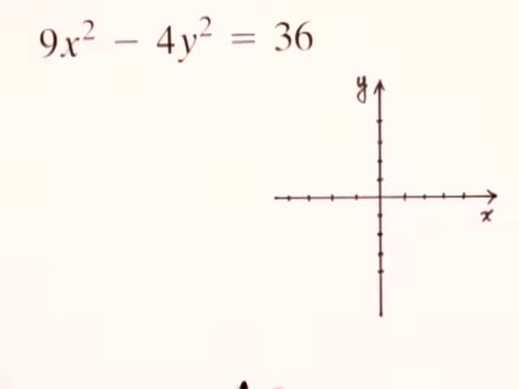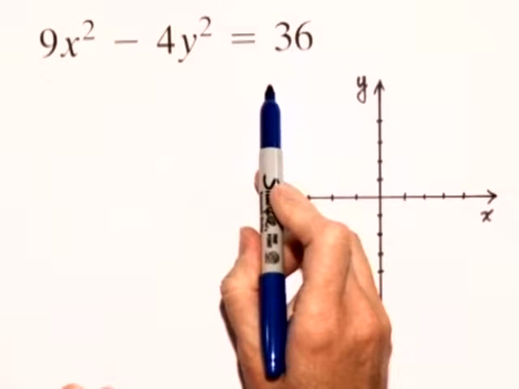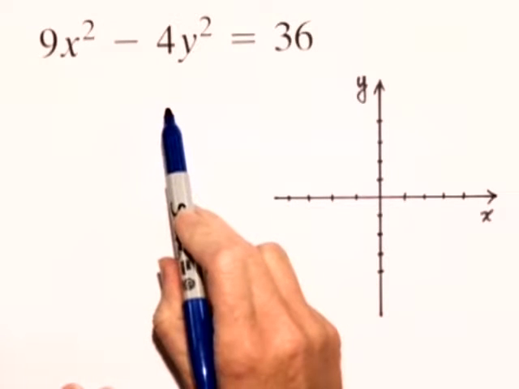Let's graph the following conic section. For a hyperbola, we'll list the foci and we'll also name the asymptotes. We have 9x squared minus 4y squared equals 36. First, we need to determine what type of conic section it is.